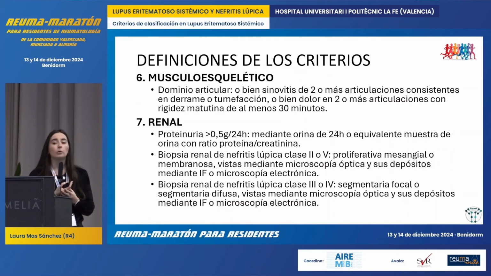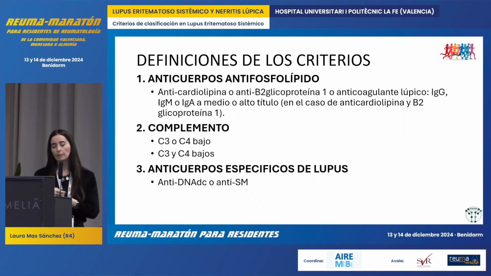And the last domain is renal involvement. At a lower threshold, this is defined as proteinuria of 0.5 grams in a 24-hour urine sample, and then it differentiates between lupus nephritis class 2 or class 5, and at a more severe level, class 3 and class 4. Regarding laboratory aspects, the 3 domains included antiphospholipid antibodies in all their current varieties. Complement levels do distinguish whether only one fraction or both are decreased. And as for lupus-specific antibodies, the ones actually included are anti-DNA and anti-SM.